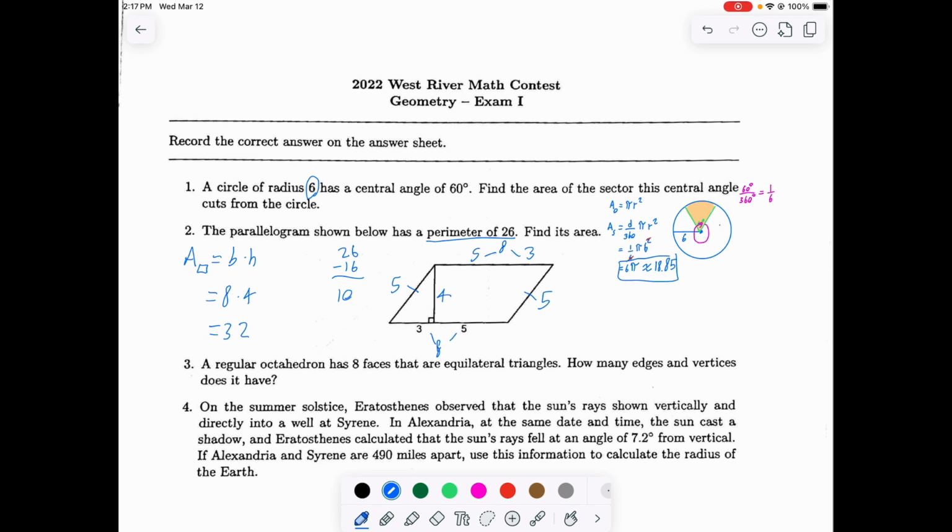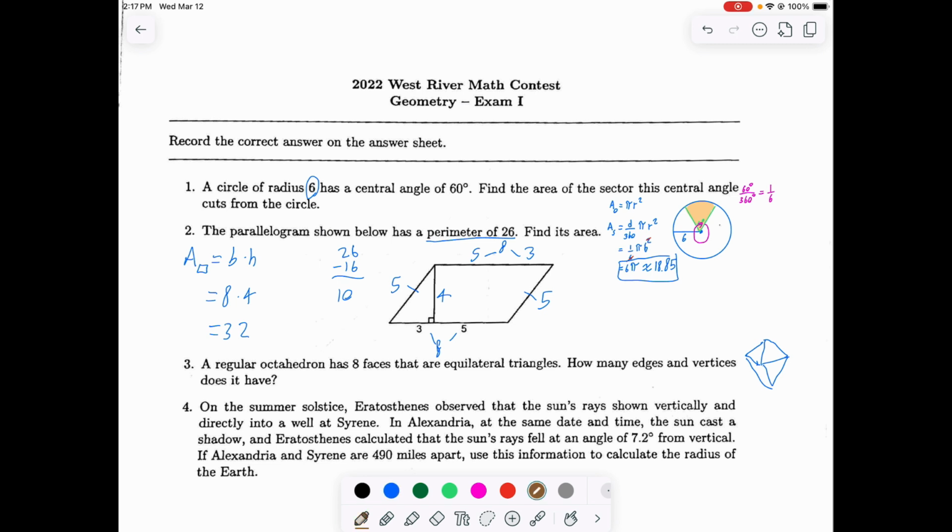Now, if you play some board games, you might be able to recognize this. 8 equilateral triangles. This is actually a D8 dice. You got a face like this, and then one like this, and then in the back you've got more, and then on the bottom you've got one like that and like that. And you've got 2 more on the back. So this has 8 faces that are equilateral triangles. How many edges and vertices does it have?